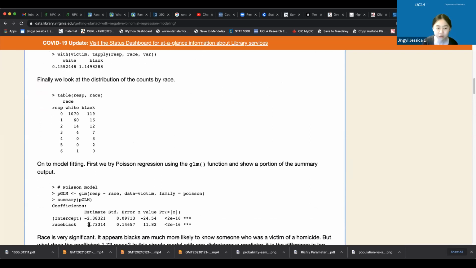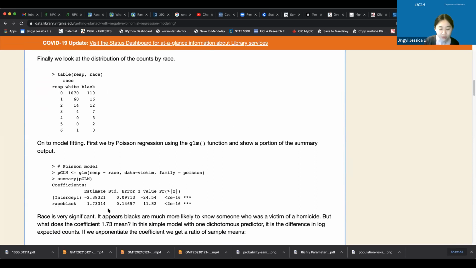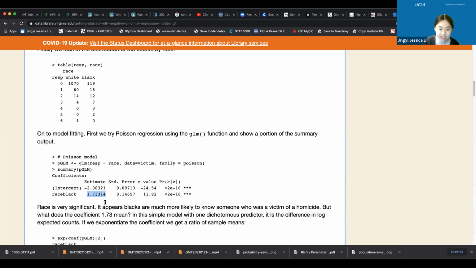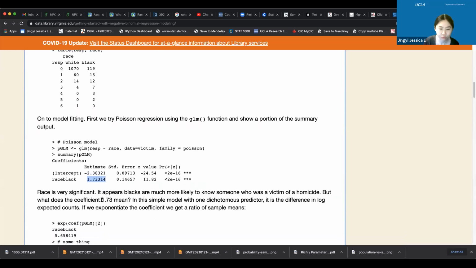So this is telling you, compared with white people, how much effect being black has on the number of victims we know. How do we quantify that? This is the coefficient 1.73. To interpret that effect, I'm going to talk about it later, but you need to take the exponential of it as the effect. I'll explain that later, but let's put it here.